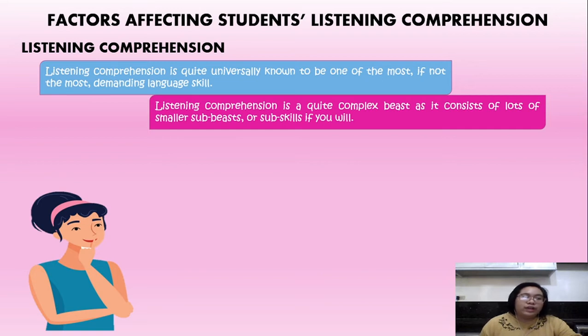So, one good example is when you hear a story that is read aloud, a student or a person who has a good listening skill will be able to understand the context of the story. He or she will be able to remember it, discuss it, and retell the story in their own words afterwards.